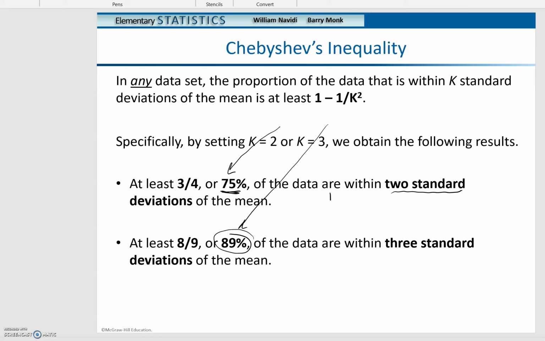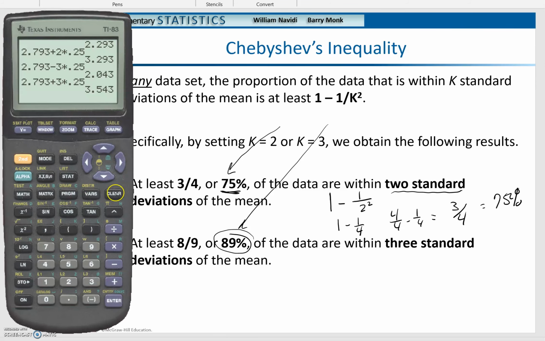So when it's a 2, all they're doing mathematically is saying 1 minus 1 over 2 squared, right? K squared. So this is 1 minus 1 over 4. So 1 minus a fourth, or 4/4 minus a fourth, is 3/4, and 3 divided by 4 is 75%. So on a calculator, 3 divided by 4, you get 0.75, but then to convert that to a percent, you multiply it by 100, and you get 75%.